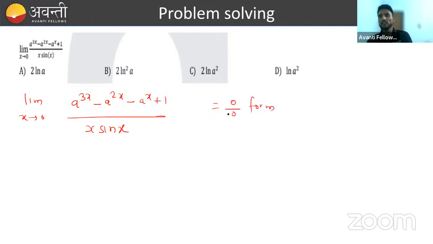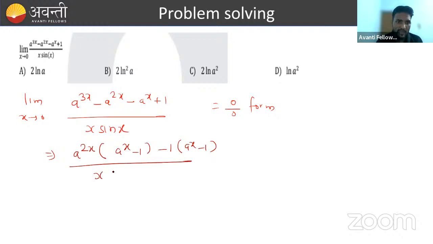But that you can do now. I am giving you another method. What is the method, guys? If you observe this, if I take a to the power 2x common, we will get a to the power x minus 1. And if we take minus 1 common, we will get a to the power x minus 1, divided by x sin x. We are trying to convert into the standard form.